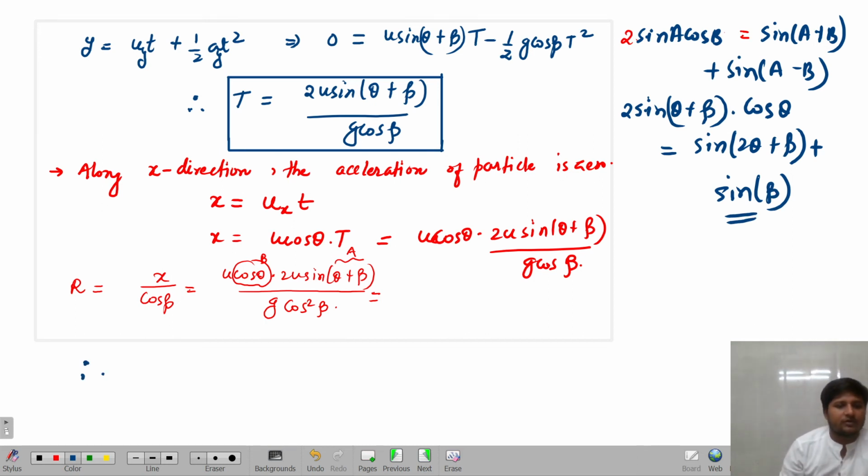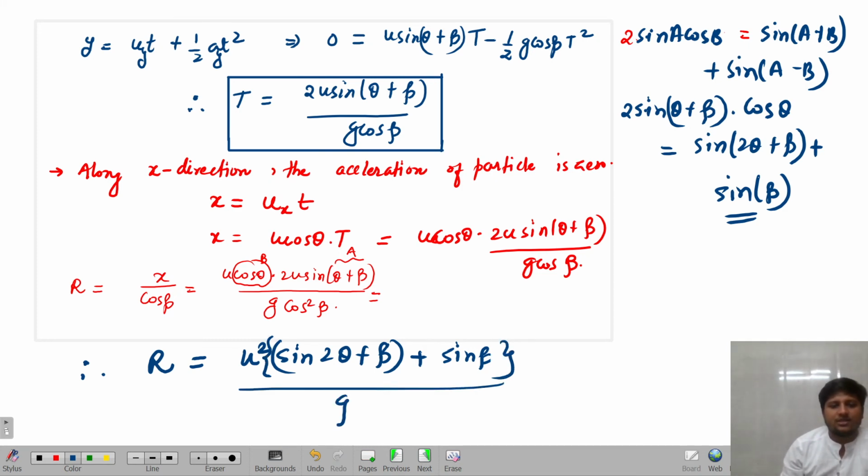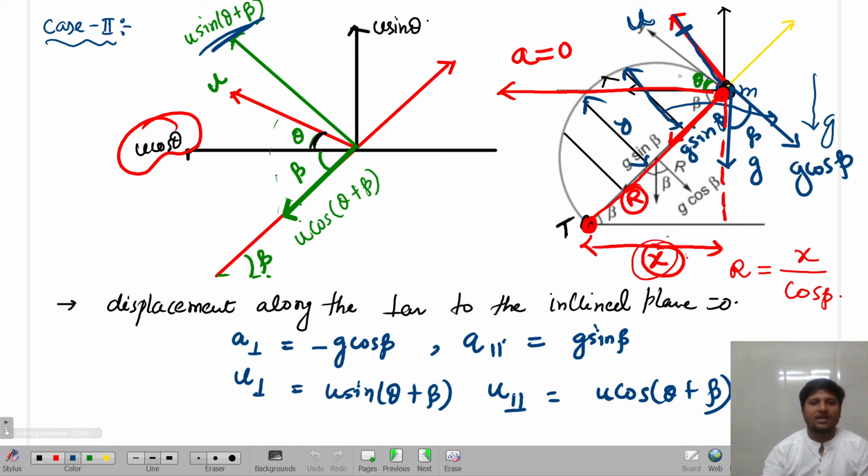So what you get as the range form is u square sine 2 theta plus beta plus sine beta, bracket close, divided by g into cos square beta. So this is the whole form of range when you are throwing the particle down the inclined plane, making angle theta with the horizontal. Got it or not?